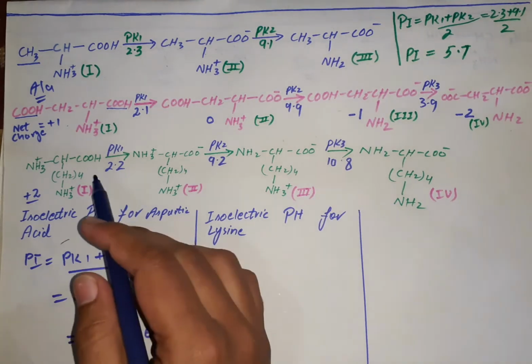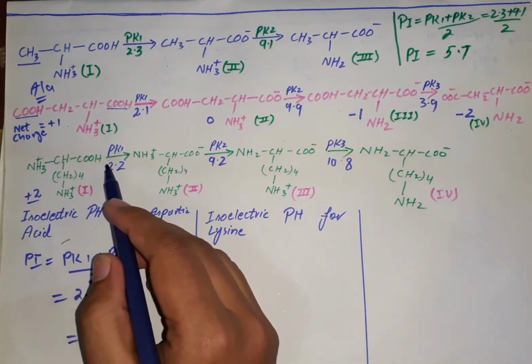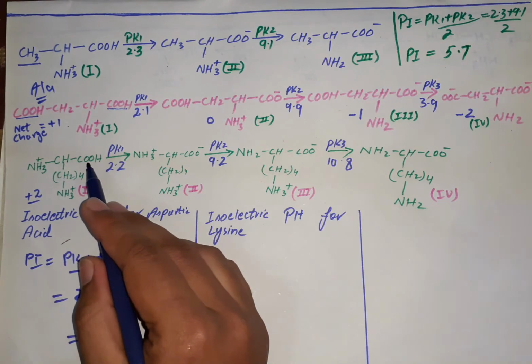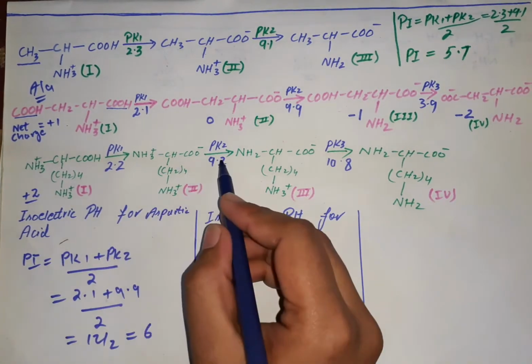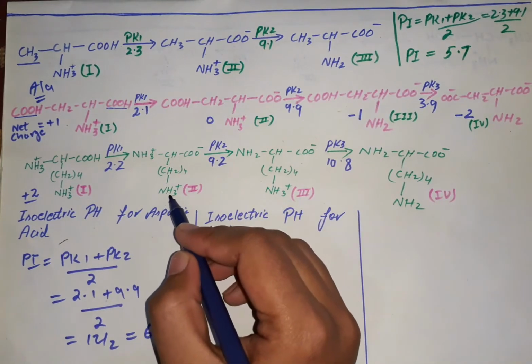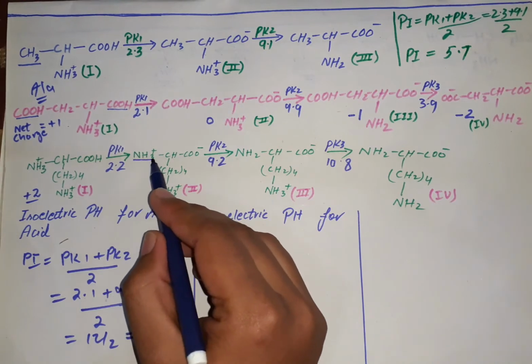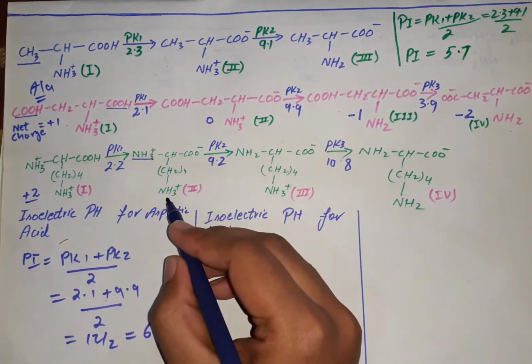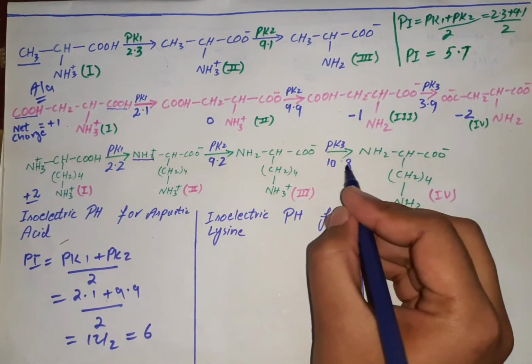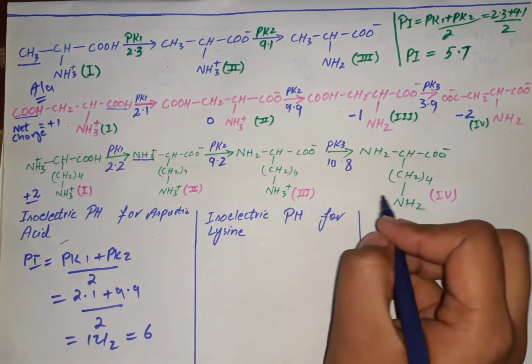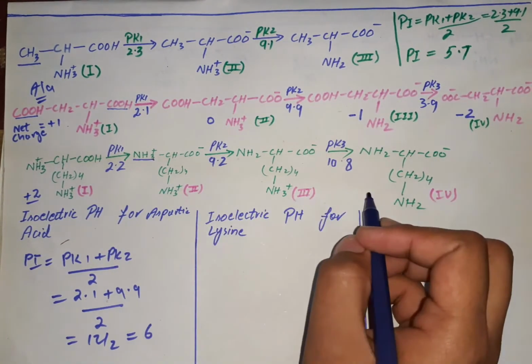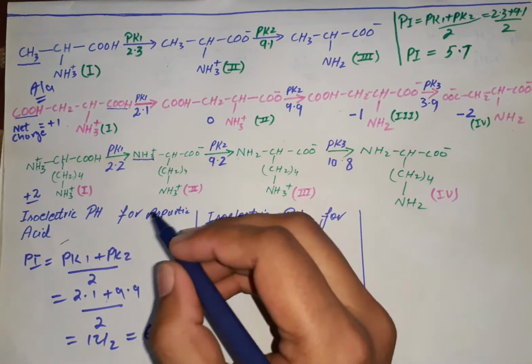Now coming to lysine. Lysine has pK1 of 2.2, at which its carboxyl group is deprotonated, and its pK2 is 9.2, at which this NH3 group will lose its proton. This is the NH2 group of the alpha amino group, not the amino group of the side chain. At pK3 of 10.8, its side chain will lose its proton. So it also has 4 forms, but again we have to use the same principle.